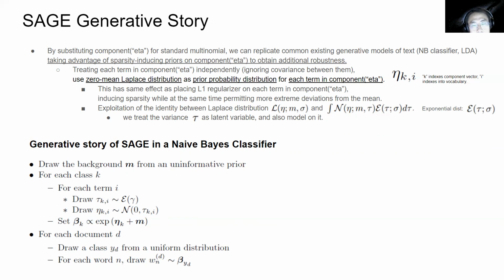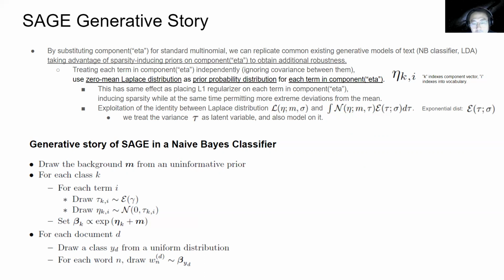Now we are going to use the zero-mean Laplace distribution as a prior probability distribution. With the zero-mean Laplace distribution, there's an identity relationship between the Laplace distribution and the compound of the normal distribution and the exponential distribution. We're going to utilize this identity.